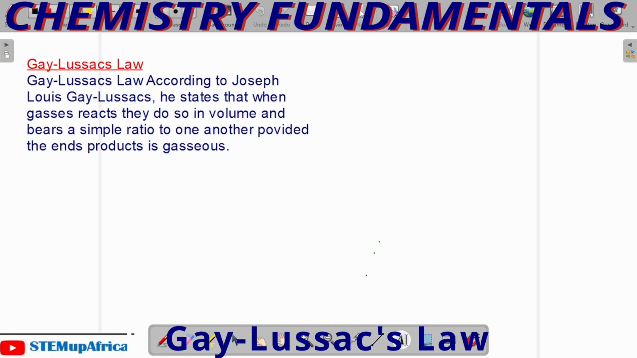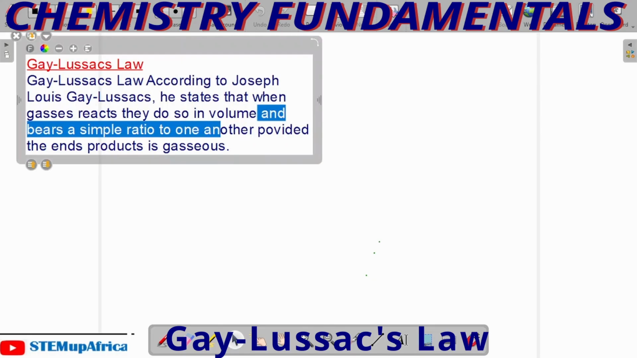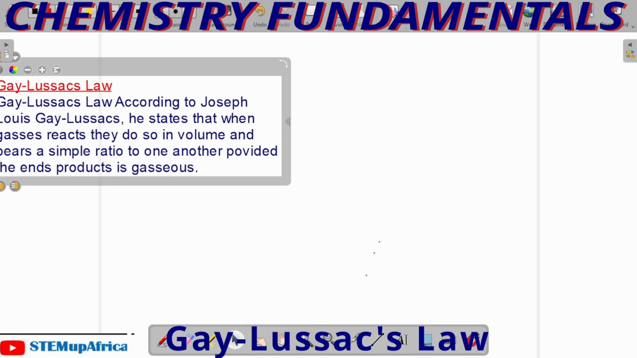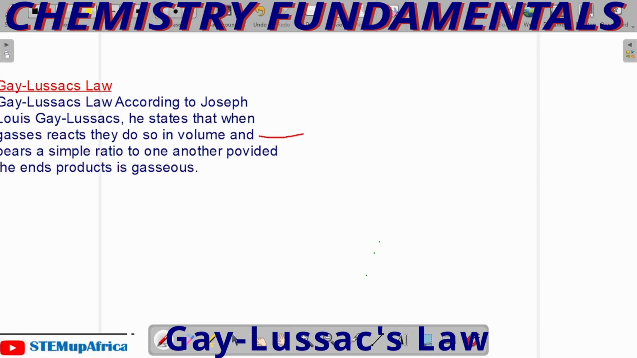So if you look at the law, there are two variables they mention here: the volume of the gas that is reacting and the mole ratio of the gas that is reacting. So we are taking from the law two variables: the volume of the gas and the simple ratio. That's what we are taking from the law.